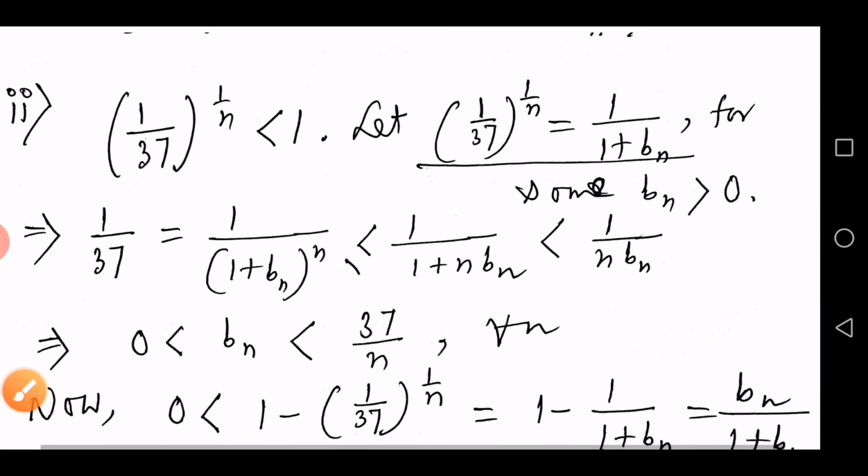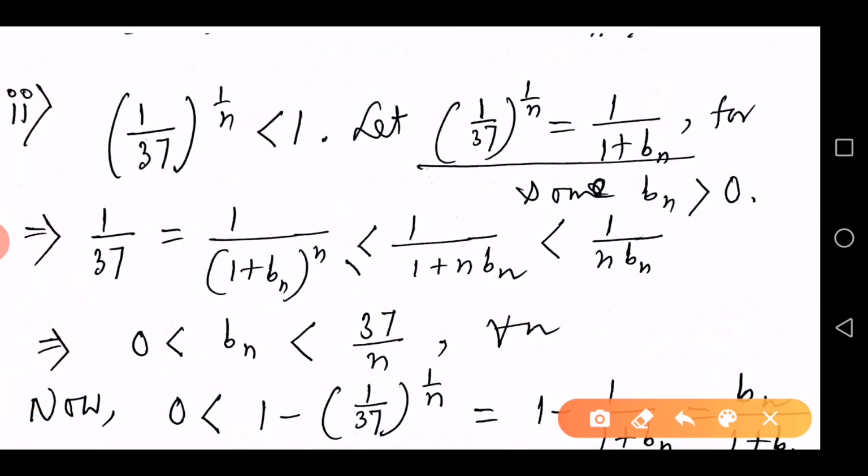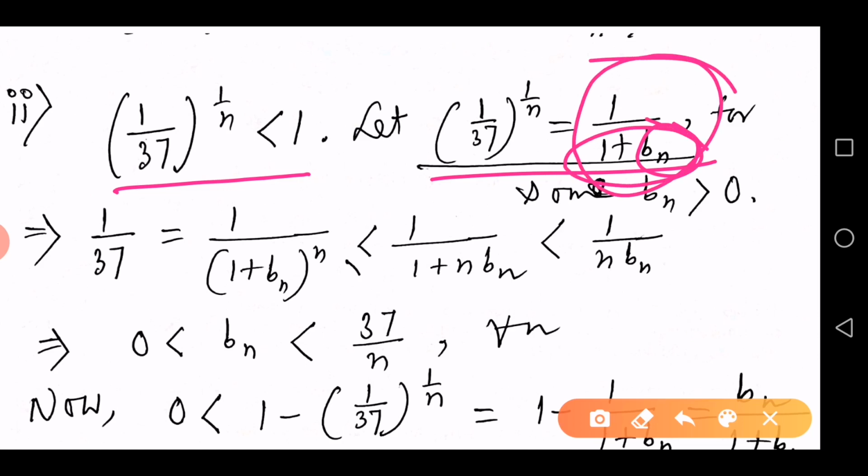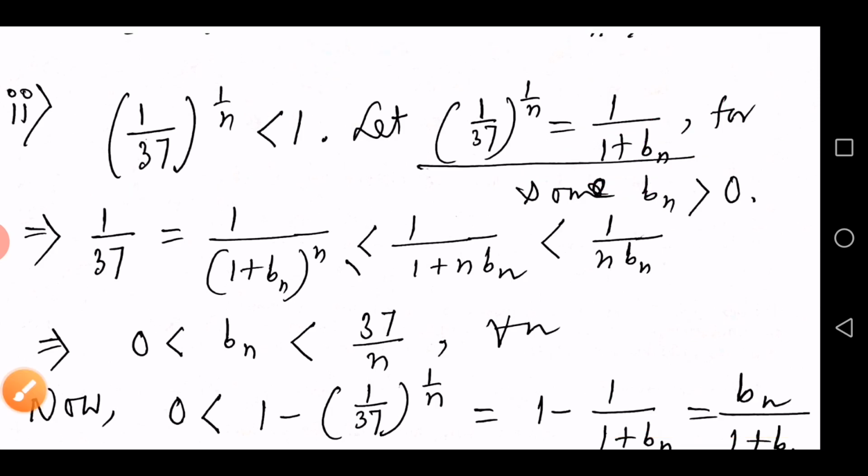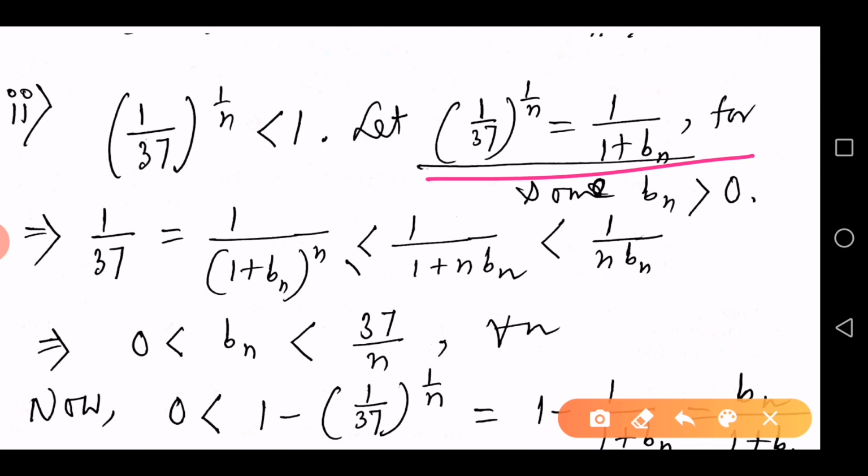Next part. As we know, 1/37 is less than 1, so (1/37)^(1/n) is also less than 1. Without any ambiguity, let us consider (1/37)^(1/n) equal to 1/(1 + bn) for some positive bn. Bn positive means the denominator is greater than 1. That means 1/(1 + bn) is less than 1, which is compatible with this inequality. So we have (1/37)^(1/n) equal to 1/(1 + bn) for some positive bn.